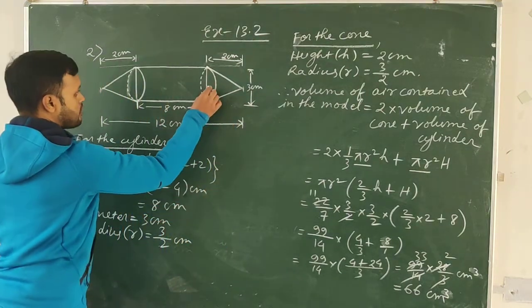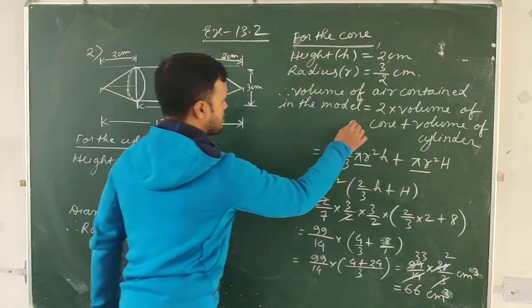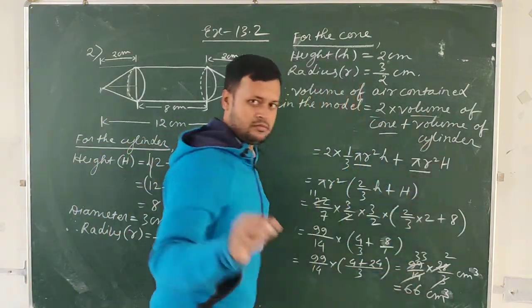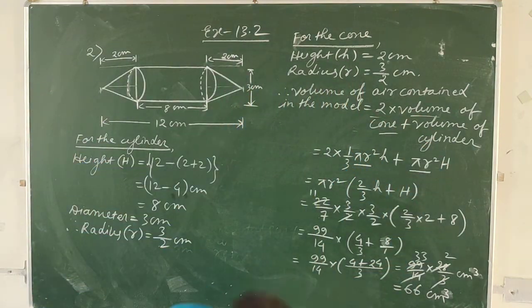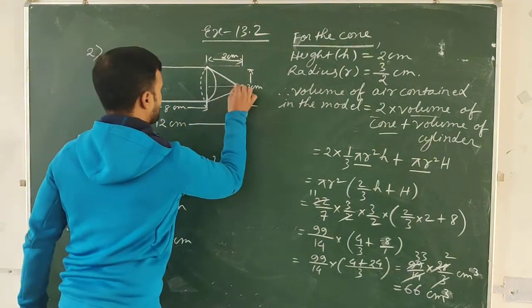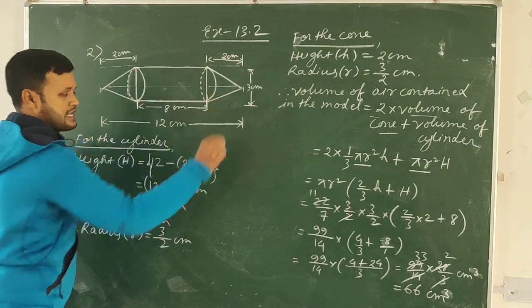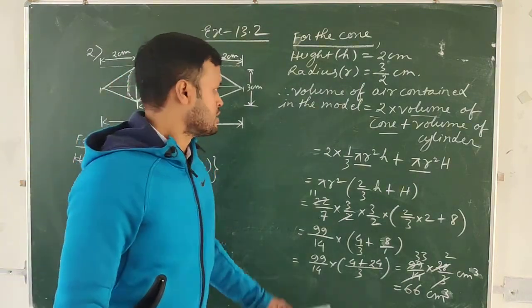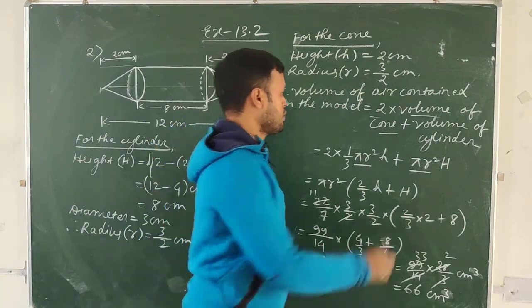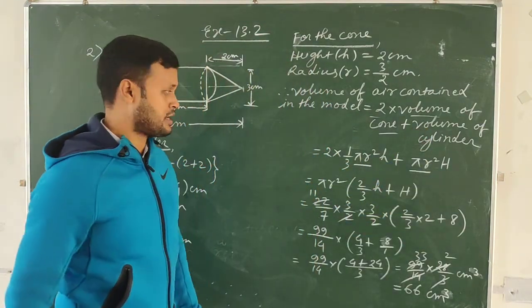Here you see, here one cone is there, here one cone is there. Therefore, I have 2 into volume of cone. Because how many cones are there? 2 cones. So left side also one cone is there, right side also one cone is there. So 2 into volume of cone, and middle part one cylinder is there. So 2 into volume of cone, plus volume of cylinder.